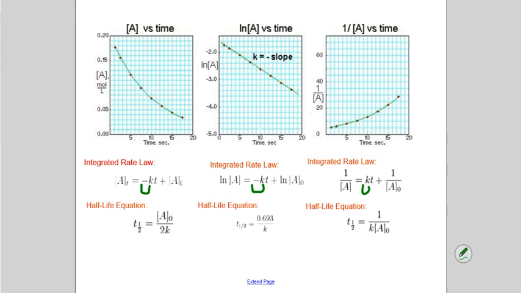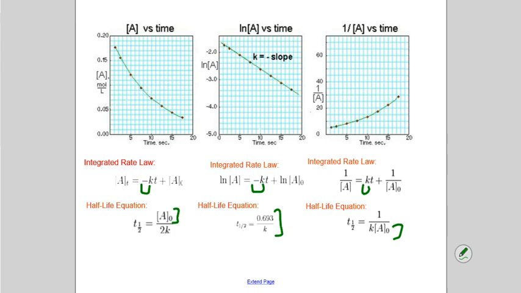You also can notice that in the half-life equation, for zero order and for second order, the initial concentration is part of that equation. For first order, there is no initial concentration. It doesn't matter what it is. And that's actually a really key important thing for the half-life of first order.